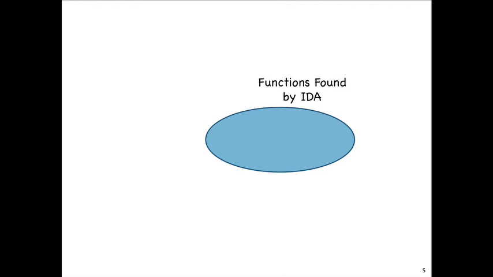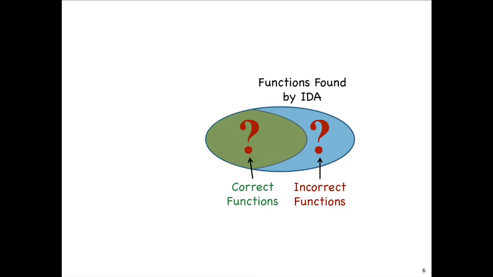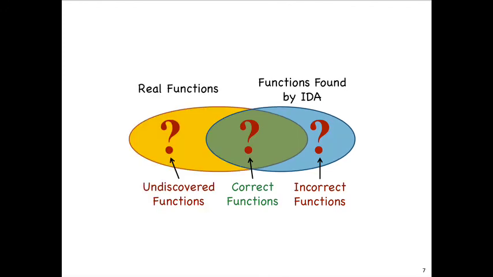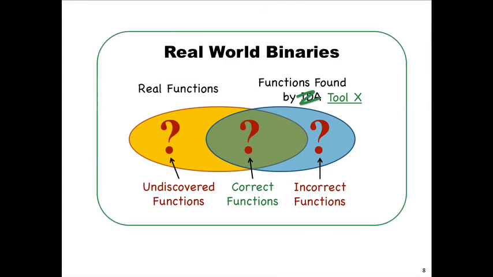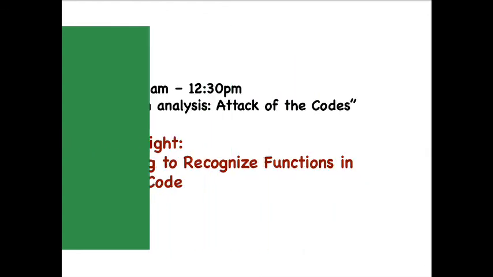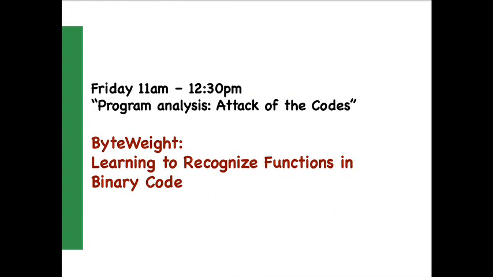Among those functions found by IDA, how many do you think are correct, and how many did IDA fail to discover? Besides IDA, how well do other function recovery techniques work when tested with thousands of real-world binaries? If you want to know the answer, join our talk on Friday morning, Program Analysis, Attack of the Code session. Check out our tool, ByteWeight, Learning to Recognize Functions in Binary Code.